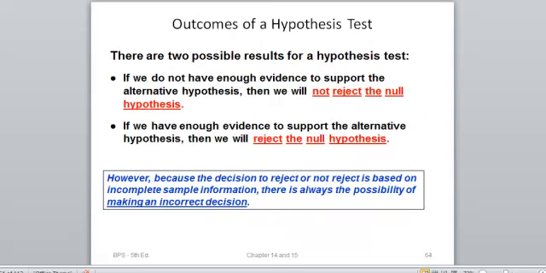Now, there are only two possible results from a hypothesis test. If we do not have enough evidence to support the alternative, then we will not reject the null hypothesis. But if we have enough evidence to support the alternative hypothesis, then we will reject the null hypothesis. Because the decision to reject or not reject is based on a sample, an incomplete sample, it's not our population, there is always the possibility of making an incorrect decision.